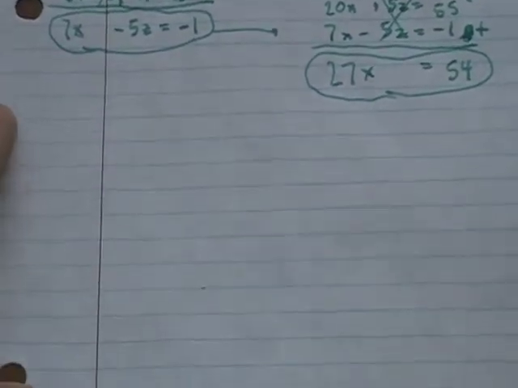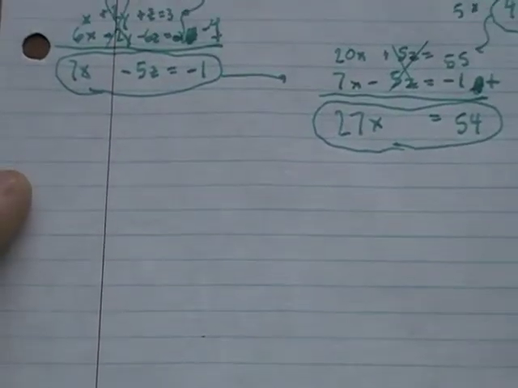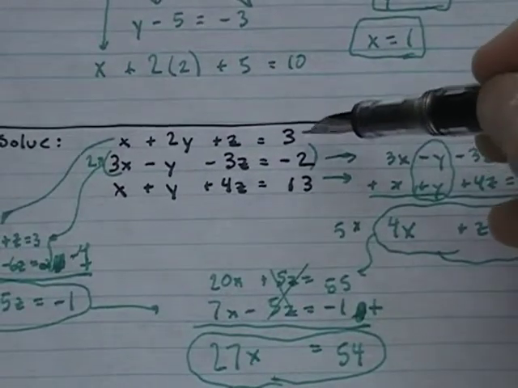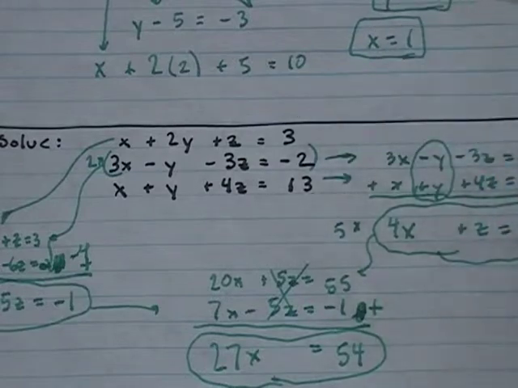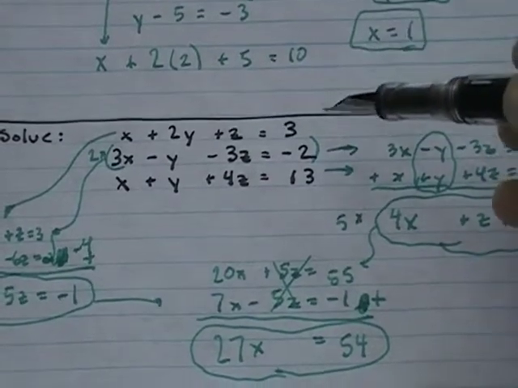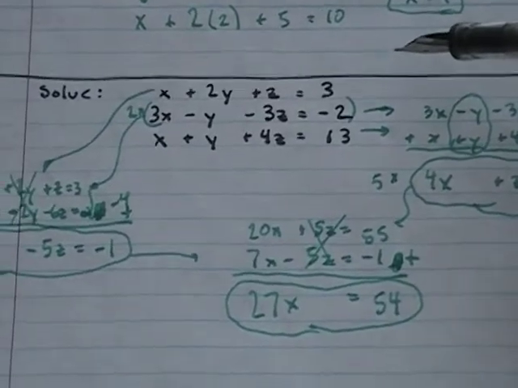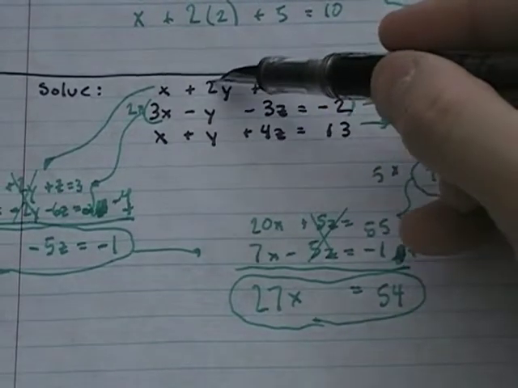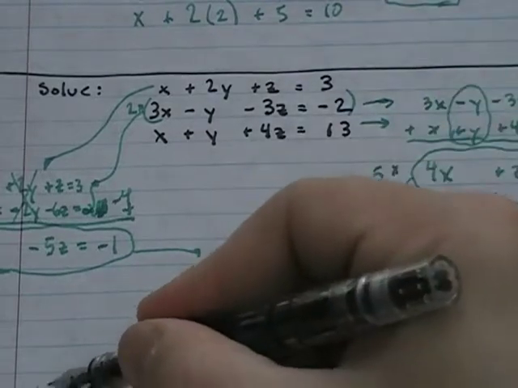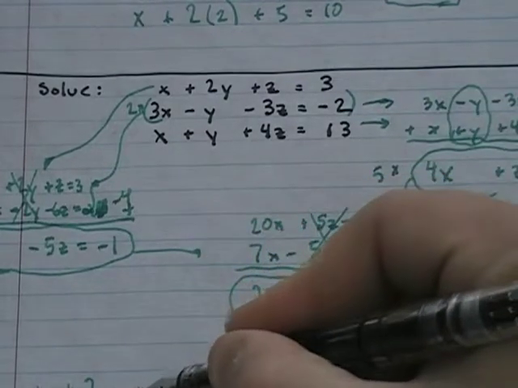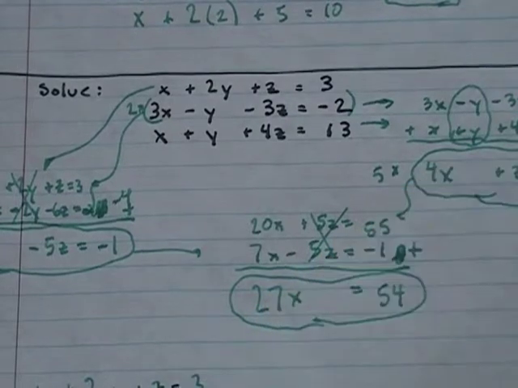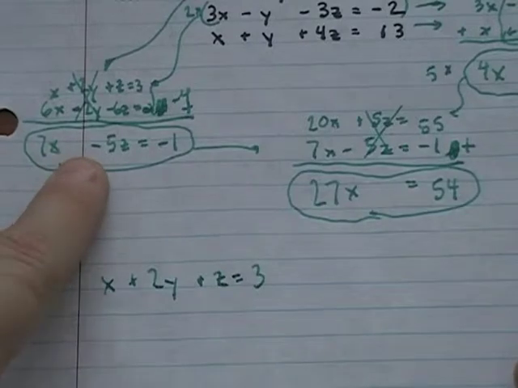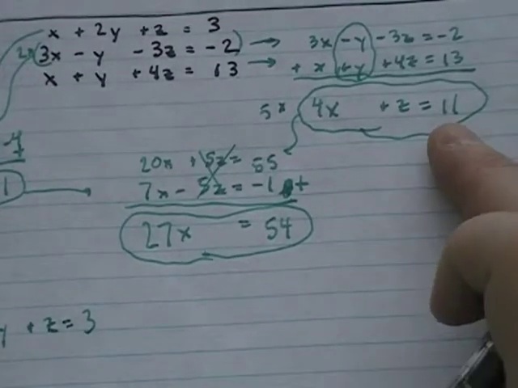So let me give you a simple concept here. When I do this in class, I tell my students, pick one of these equations. It does not matter which one you pick. That's very hard for students to understand, but it really doesn't matter. So I'm going to just take this top one, x plus 2y plus z equals 3. Okay? And then pick one of these, this one or this one.